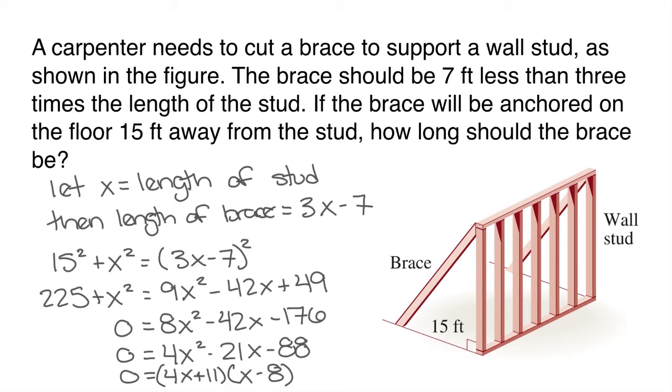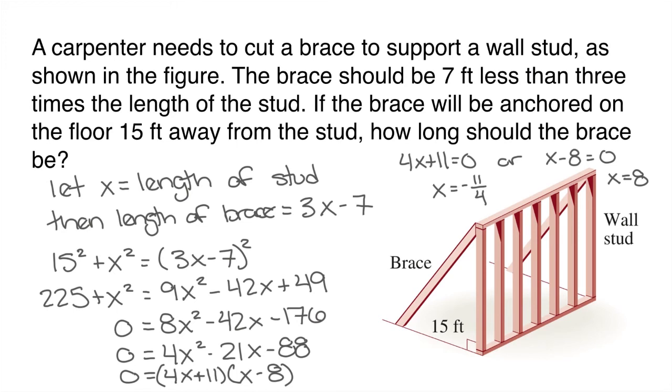Now we can use the zero factor property to solve the equation. We have 4x plus 11 equals 0, or x minus 8 equals 0. If 4x plus 11 equals 0, then solving for x, we have x equals negative 11 fourths. We subtract 11 from both sides and then divide both sides by 4. If x minus 8 equals 0, then adding 8 to both sides, we have the solution x equals 8.